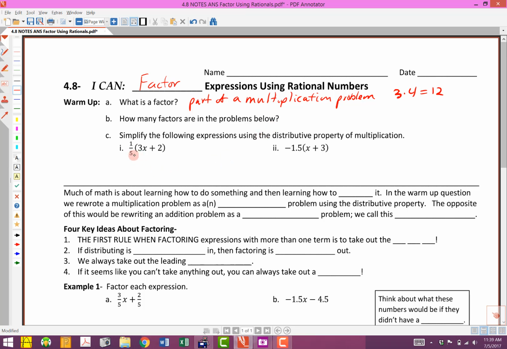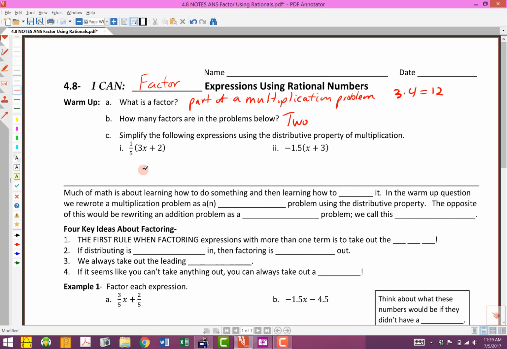So let's take a look at these problems right here. This is 1/5 times 3x plus 2, and this is negative 1.5 times x plus 3. If you're thinking in terms of how many factors there are here, there are 2 in each one of these. This right here is a factor, and this right here is a factor. Remember, those parentheses group those two things together. So we've got a factor of 1/5 and a factor of 3x plus 2. We've got a factor of negative 1.5 and a factor of x plus 3 right here. So there are 2 factors in each one of those problems.